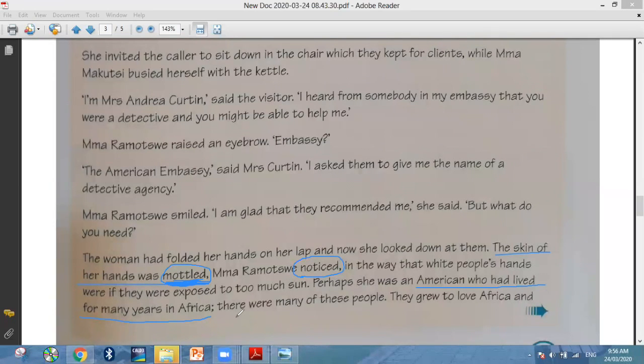In summer when we wear short sleeves, or sleeveless t-shirts, you can find that the part of your body that's covered under the t-shirt is white, and the part that's exposed to the sun is brown. So this is what we mean by mottled. This is why she thought that Mrs. Curtin, who had lived for many years in Africa, noticed that her hand was mottled, had different colors.